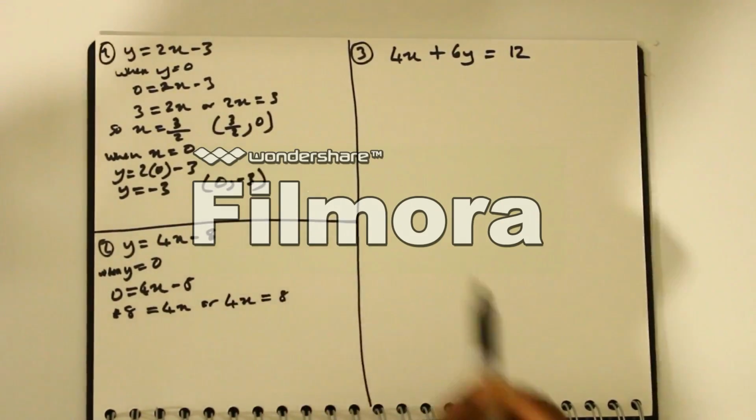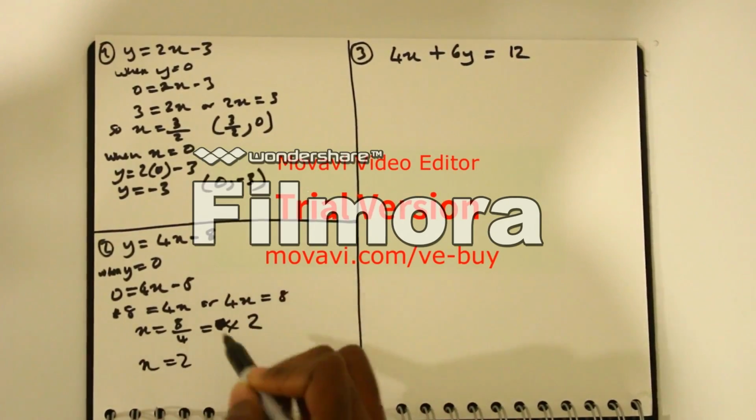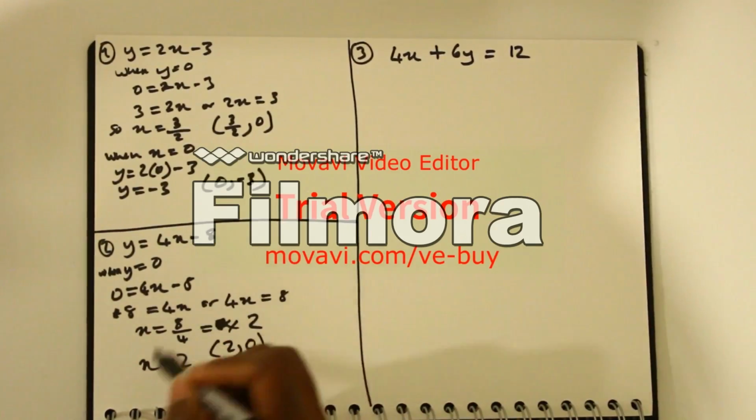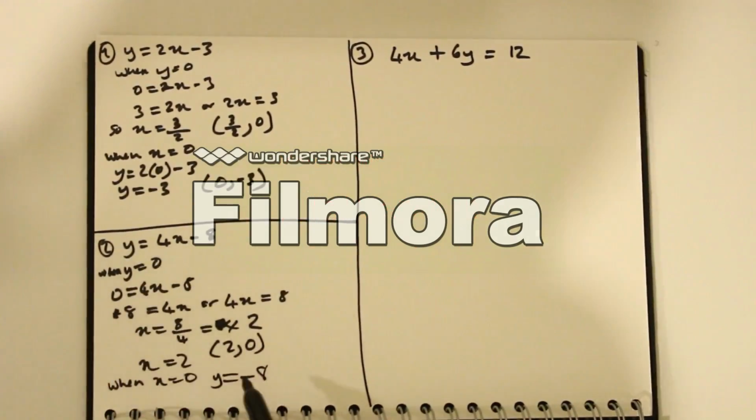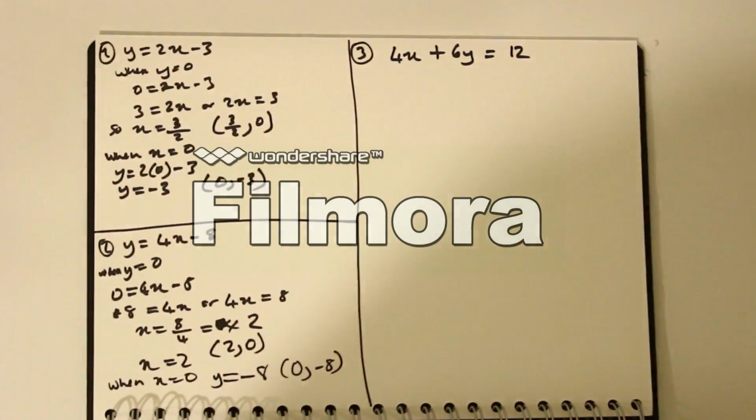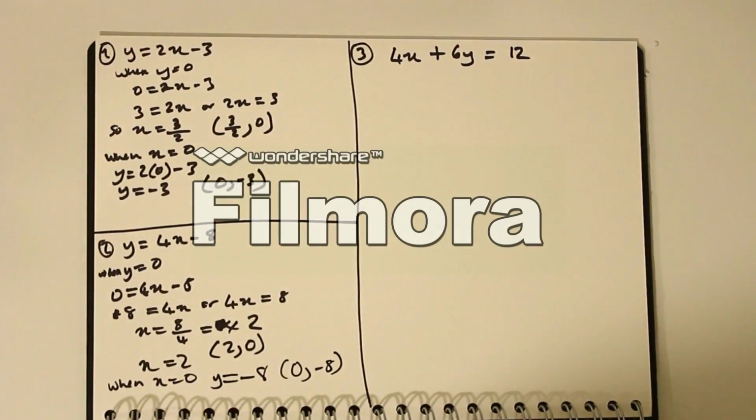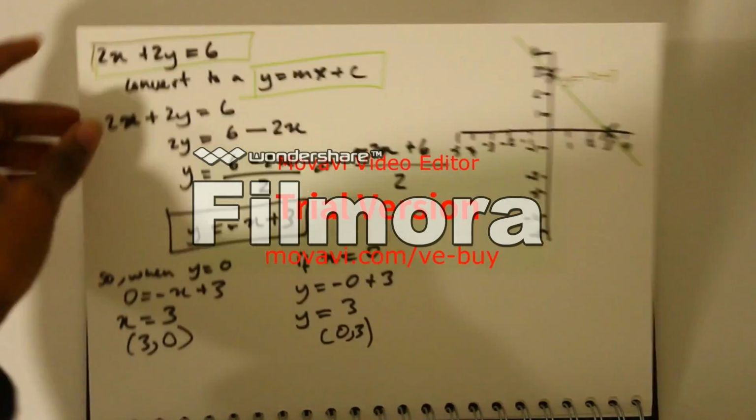So the second equation is y equals 4x minus 8. When y equals 0, x equals 8 divided by 4, which equals 2. And to find the y-intercept, sorry I didn't have enough space, you must say x equals 0, substitute that, making y equals minus 8.